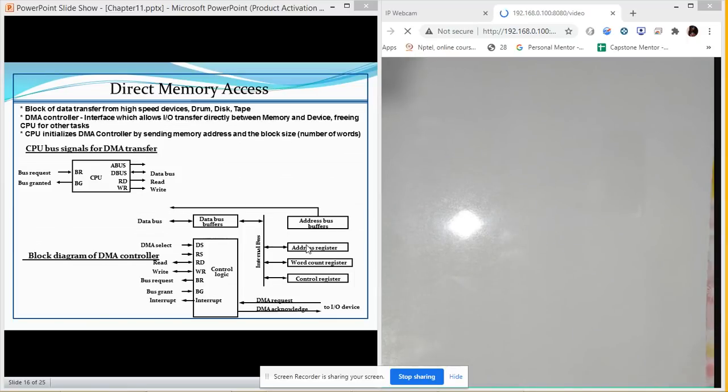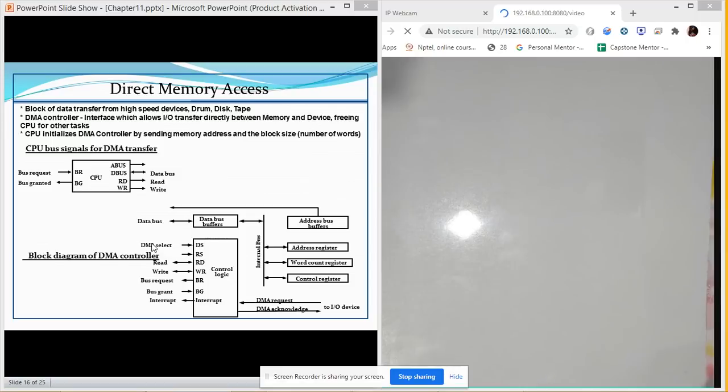So now let us move to the different components which we have on a DMA controller. So DMA controller has a data bus buffer, which stores the data. It buffers that data for certain time. Similarly, we have address bus buffer, which is going to store the address. I have already told you about the address, word count, and control registers. Then we have DS, which is your DMA select, whether you want to make the DMA work or you want to stop it.